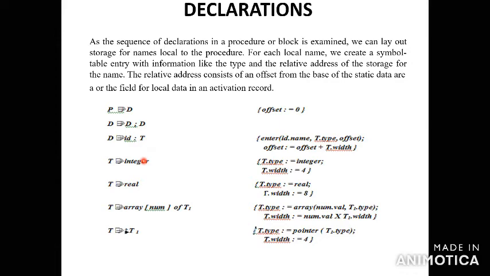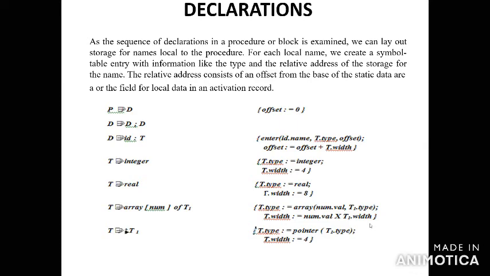Then next, T is array of number of T1. T tends to T1. T is either array of number of T1, or T is pointer to T. Okay. Here you can check.